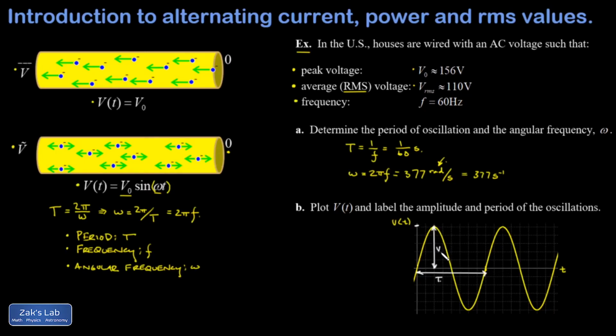The amplitude is the peak voltage V naught. And we have a number for this in this particular example. That's 156 volts positive. And then on the other end of things, we get 156 volts negative. In other words, a potential difference in the opposite direction.